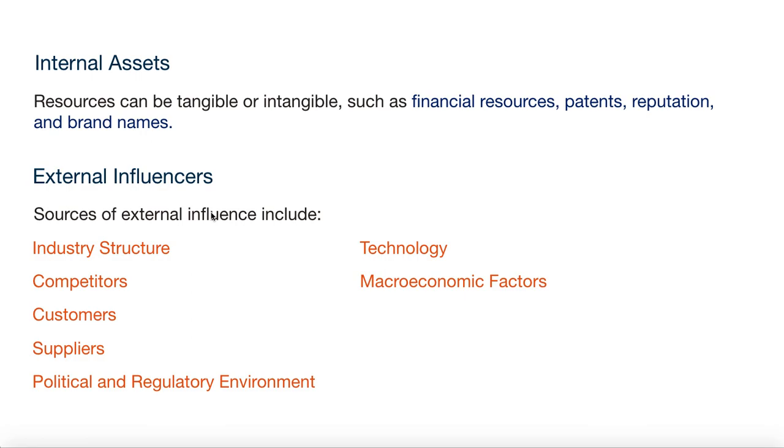The sources of external influence could include industry structure. Let's say that the enterprise wants to go into a new, different industry. The industry would have a set of structures and standards and policies and stuff like that. So even that could be an influence to create a new business need.